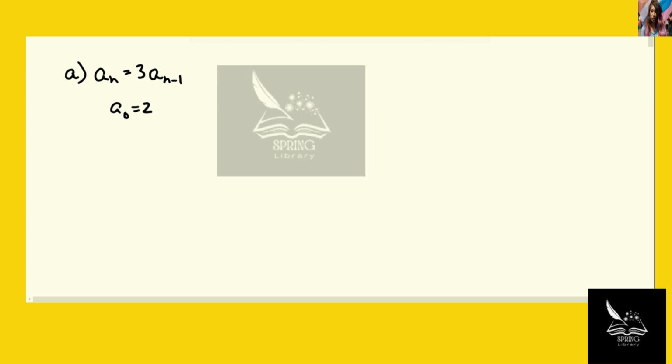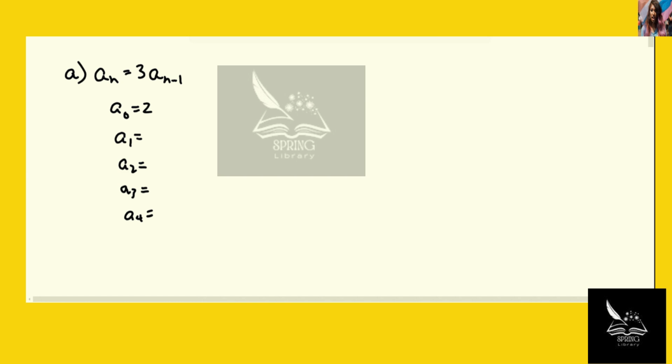So let's take a look at the first one and see how this works. We have a sub n equals 3 times a sub n minus 1. Okay, so that's our recursive definition. And we're also told that a sub 0 equals 2. So what we're going to do for this problem and all of the subsequent ones in this example, we're going to find maybe up through a sub 4, and see if we can find a pattern that emerges, that we could use to define this sequence.